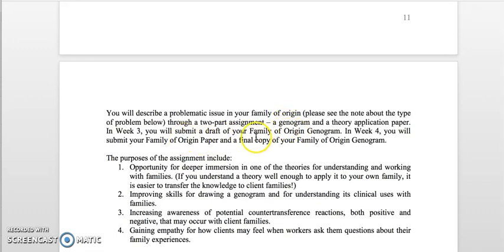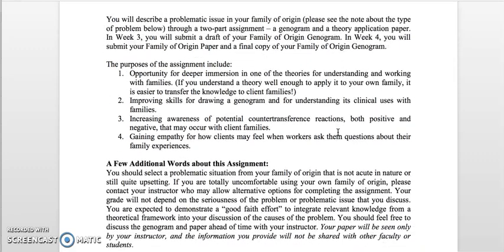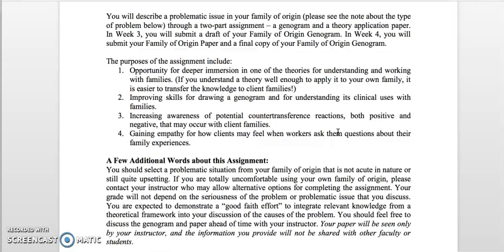In week 3, you will submit your first draft of a family of origin genogram. I will provide a number of different examples of genograms in the announcements as we move forward in week 2, so you will have a chance to really take a look at that. And then in week 4, you will submit the actual family of origin paper and final copy of the genogram itself. So you will actually be turning in 2 versions of your family of origin genogram. The first one will be something of a draft. I'll give you feedback, and then you enhance it, make sure that you have the various variables incorporated in it. I'll be making videos with some of those particular directions as we move forward.